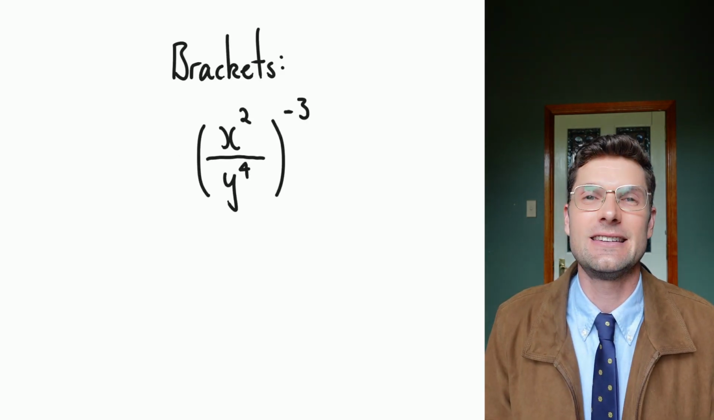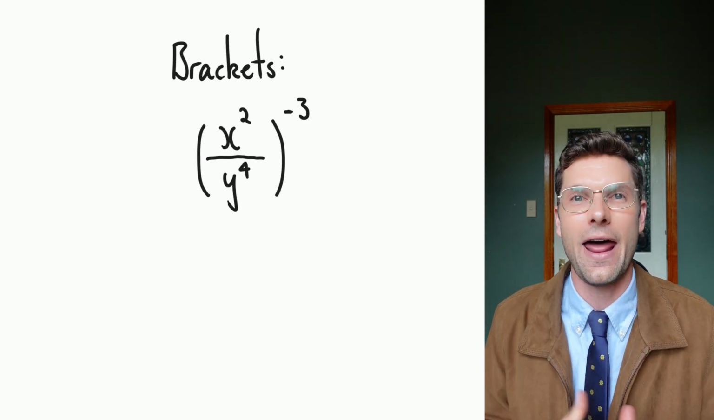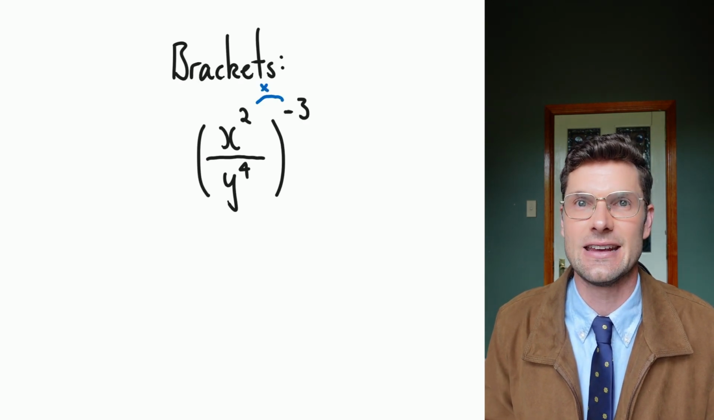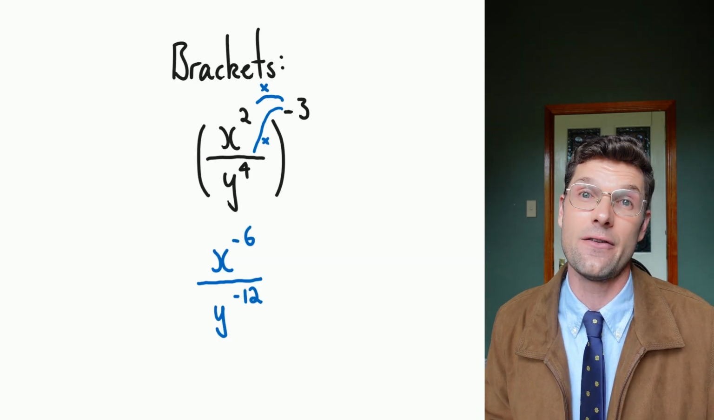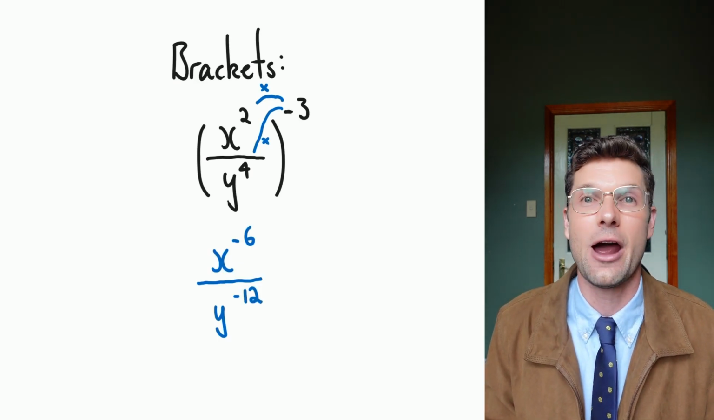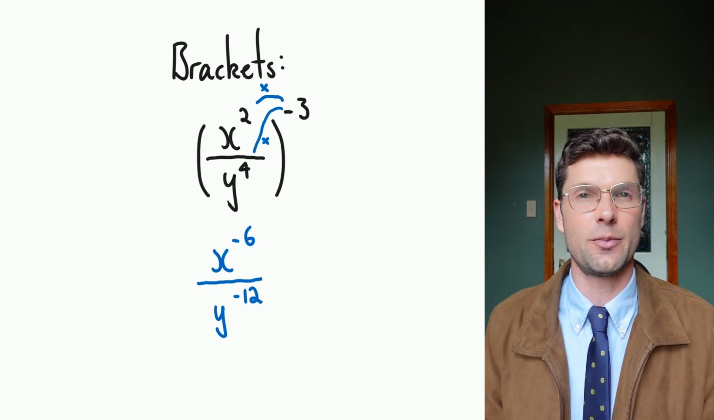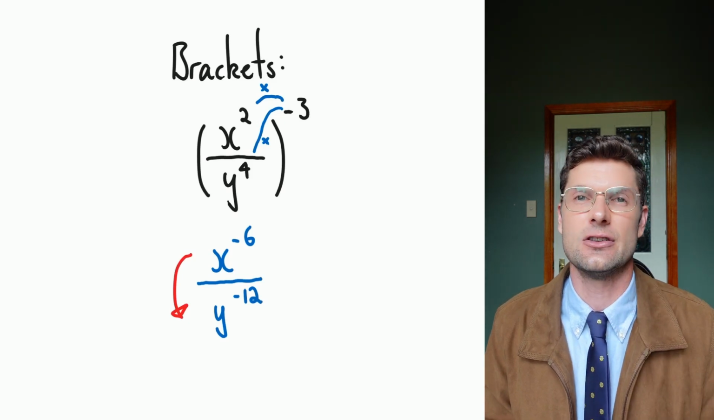For our final extension, we could have a negative power on the outside of some brackets. What happens here? We know that if we've got brackets, we multiply the powers together, and that's going to be our first step. So for this one, I've got x to the power of negative 6 over y to the power of negative 12. That's our first step. I know that if I've got a negative on top of a fraction, that has to come down to the bottom. So I'm going to move this x value to the bottom.